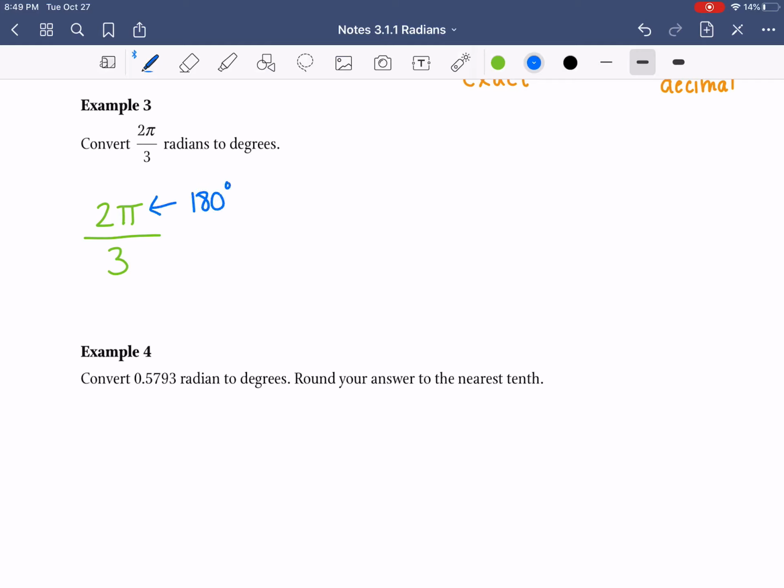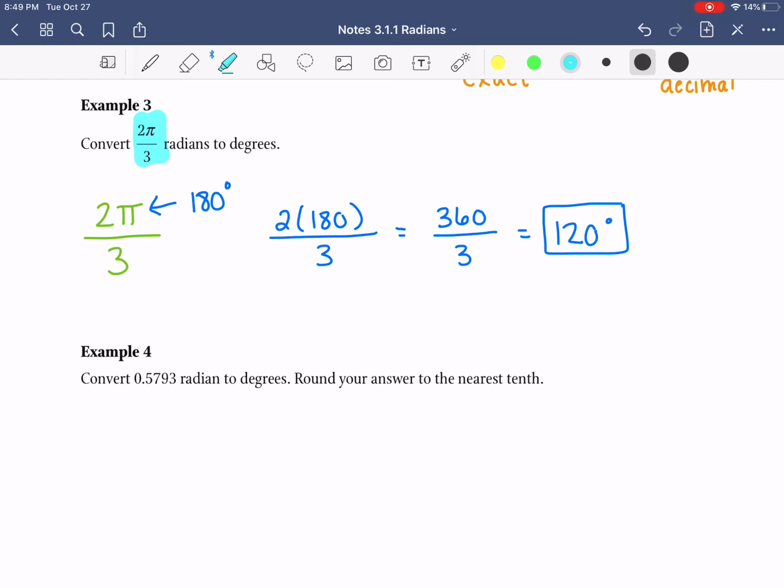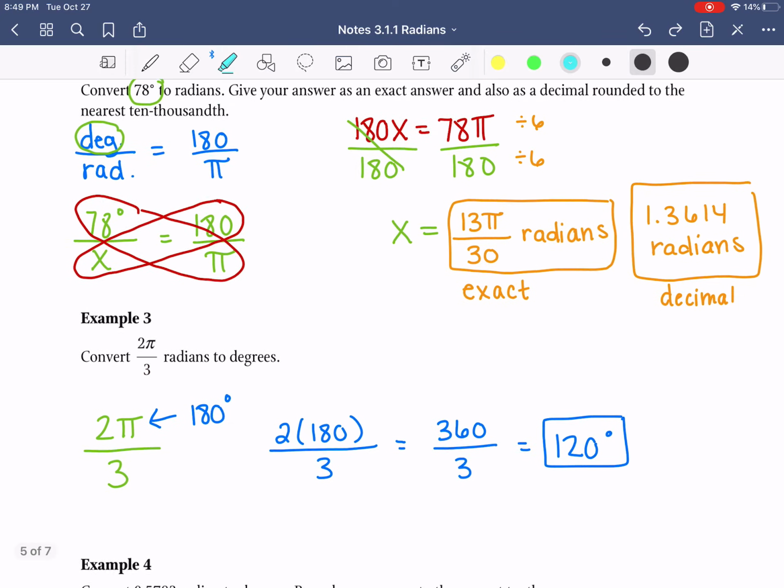180 degrees. So we just have to plug in 2 times 180 divided by 3, and we can just solve for our answer that way. So 2 times 180 is 360. 360 divided by 3 is 120 degrees. So if they give it to you as an exact value, 2 pi over 3, you can just plug in pi as 180 degrees and solve it that way. So that one's like a shortcut, so you don't have to do the whole proportion thing, but you could just set up the proportion.